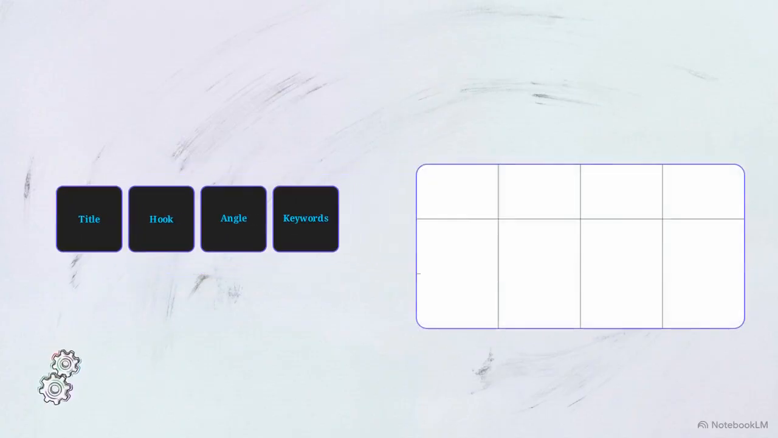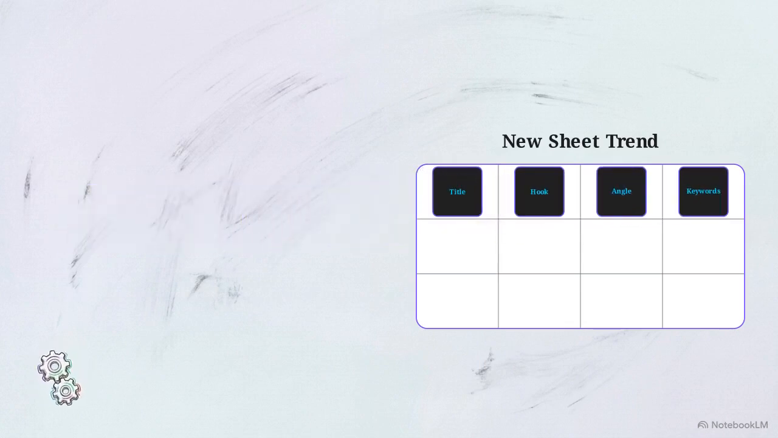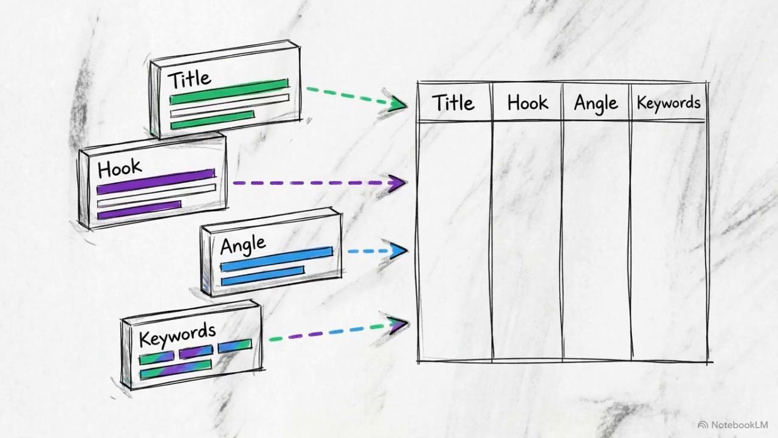These neatly sliced blocks need a destination. Open a new tab and create a Google Sheet called New Sheet Trend. Before connecting this sheet to our workflow, type out your column headers: title, hook, angle, and keywords. Make needs these headers to exist first so it knows where to place the data.